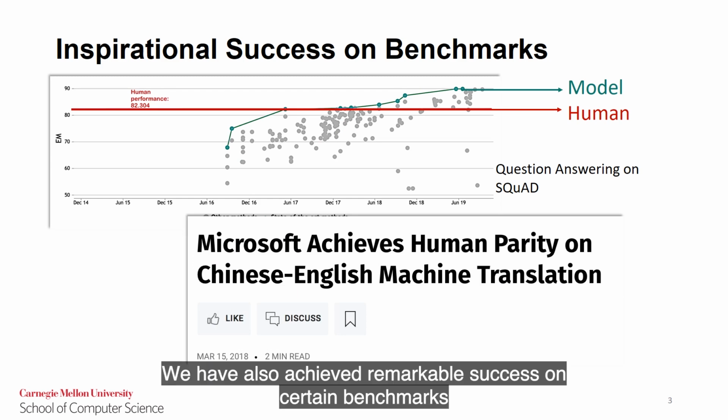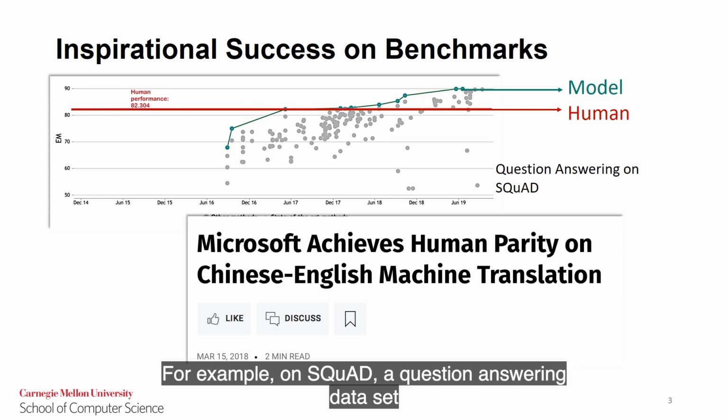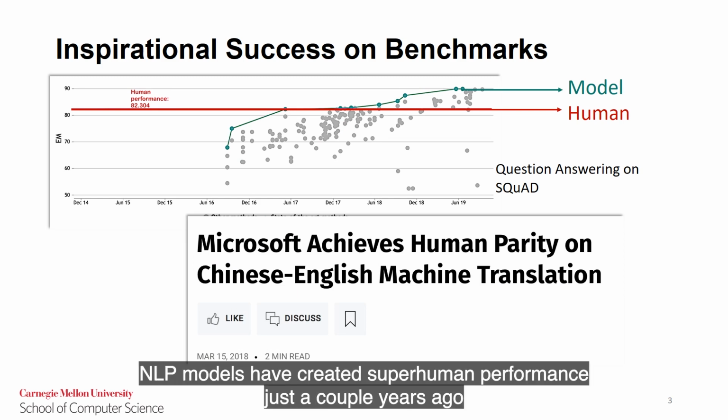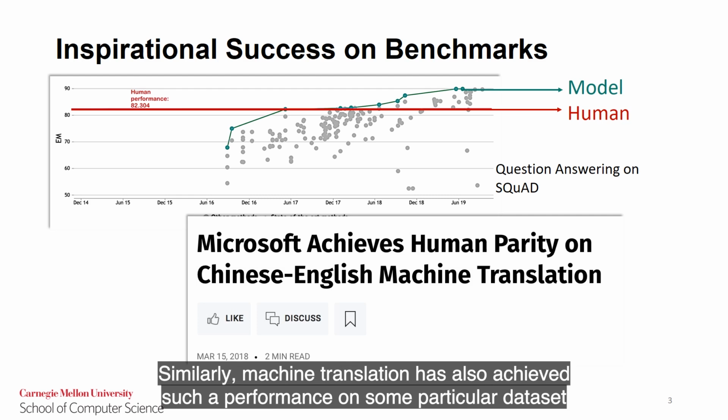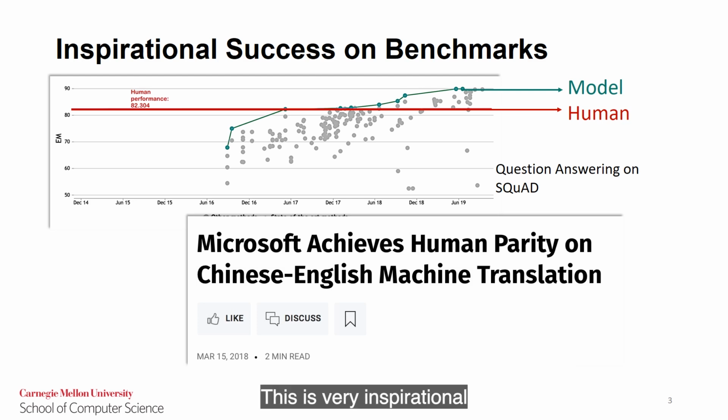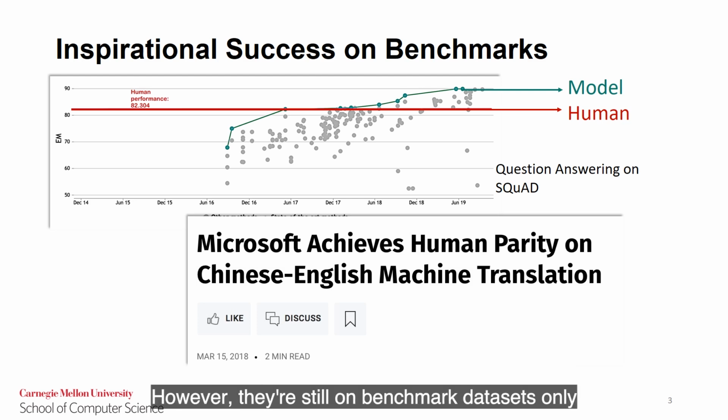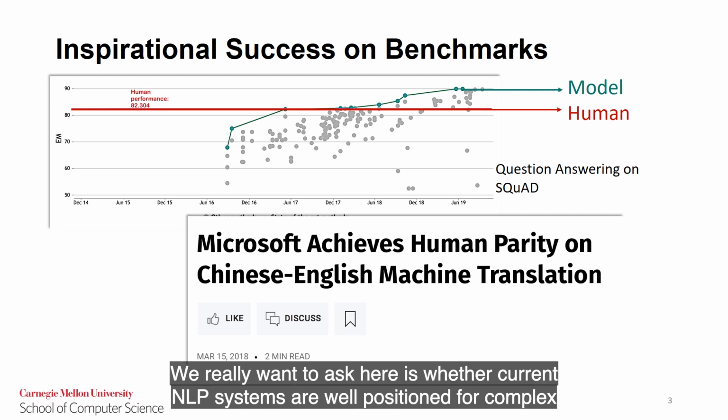We have also achieved remarkable success on certain benchmarks. For example, on SQuAD, a question answering dataset, NLP models created superhuman performance just a couple years ago. Similarly, machine translation has also achieved such performance on some particular datasets. This is very inspirational. However, they are still on benchmark datasets only. What we really want to ask here is whether current NLP systems are well positioned for complex real-world problems.